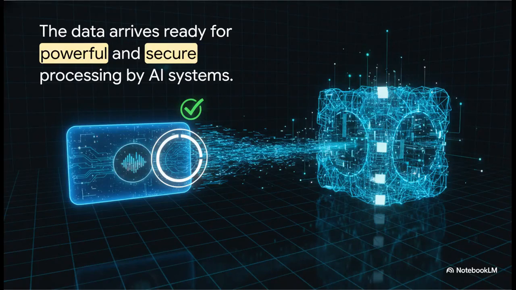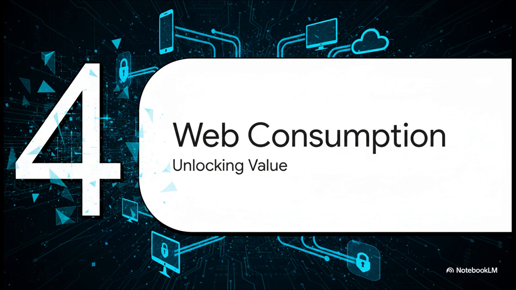And here is where the magic happens. It arrives at its destination, an AI system, ready for processing. The AI can use the data inside the payload to do its job. But at the same time, it can instantly check the signature to confirm that the data is authentic and hasn't been messed with. This creates a real foundation of trust between you, the owner of the data, and whatever AI service you're using. So the AI did its thing. It generated some kind of insight. Now what? Let's check out the final stage, Section 4, web consumption.